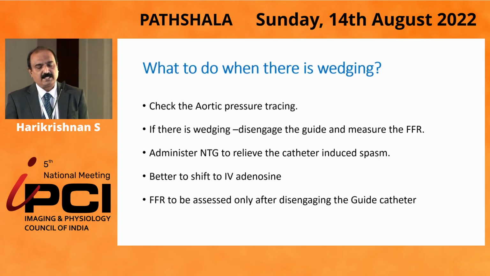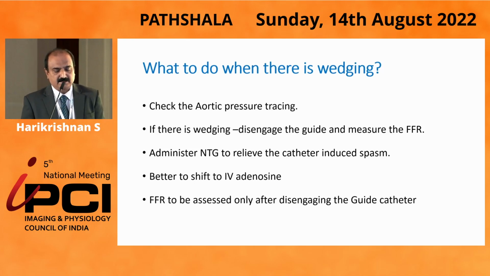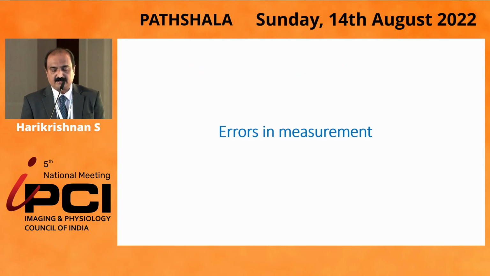So what to do when there is wedging? Check the aortic pressure tracing. If there is wedging, disengage and measure. Always give judicious nitroglycerin in between to reduce catheter-induced spasm, and it is better to shift to IV adenosine. And as I said, FFR is better assessed after disengaging the guide catheter.